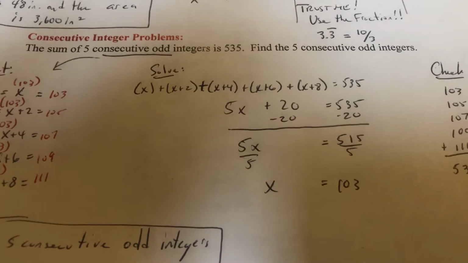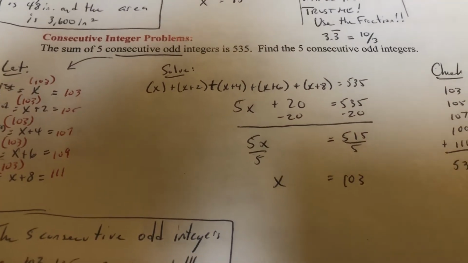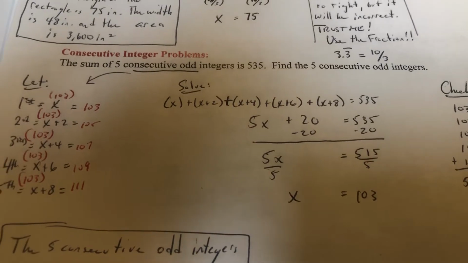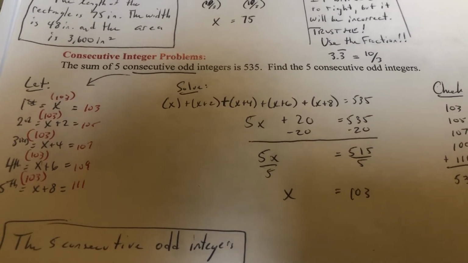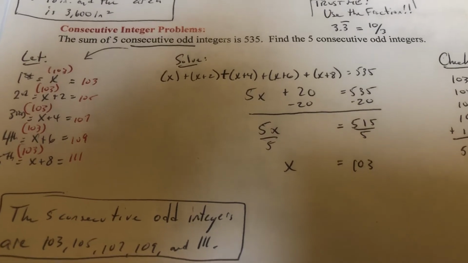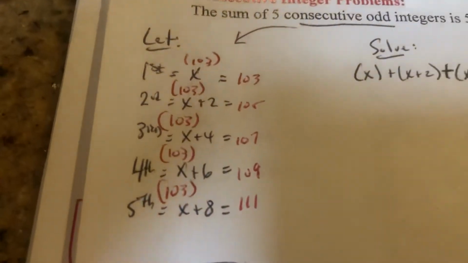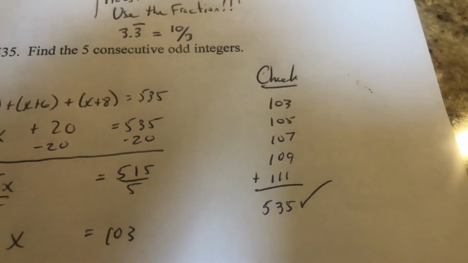Add up all 5: x plus 2 plus x plus 4 plus x plus 6 plus x plus 8 equals 535. Very basic. Just combine your like terms. There's not even any distributing to do. We get our 103 as our answer. Okay, after we combine like terms and solve the two-step equation, we go back to the let, plug it in. Okay, we have a sentence again, and our check is to add all 5 up.